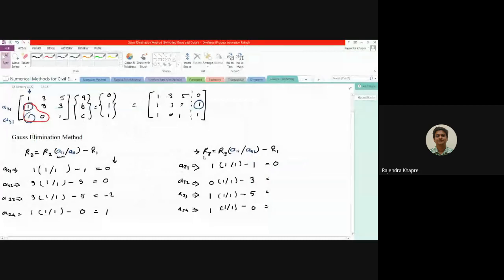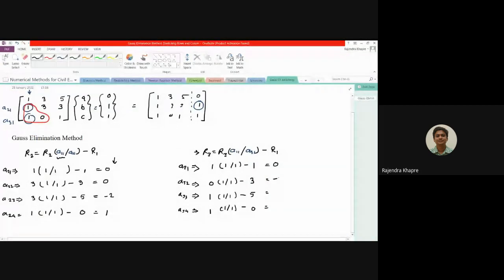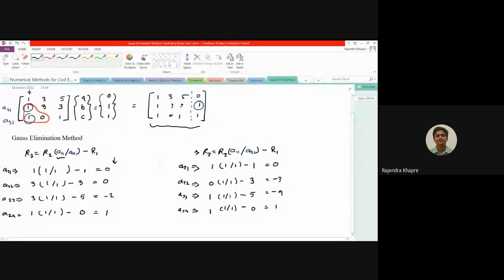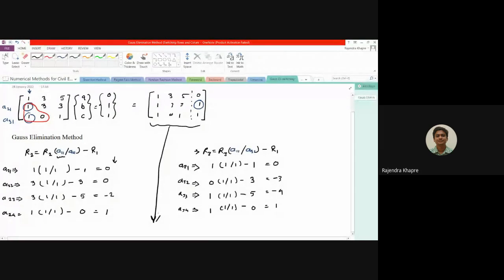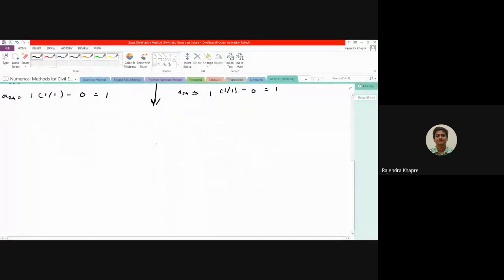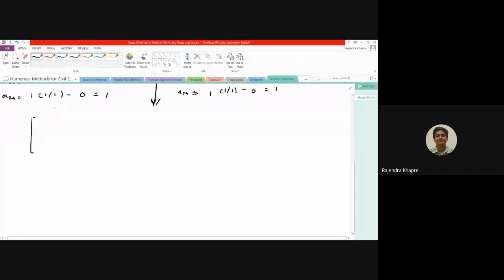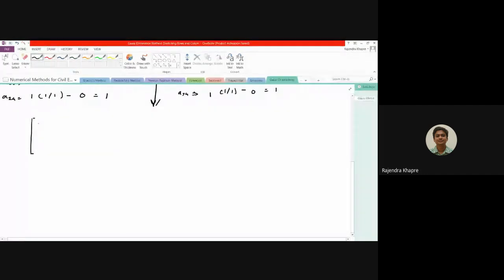-3, -4, and 1. Okay, so now the matrix which we have written in the augmented form is going to take a new shape. Let me write down that particular matrix. So your r1 is going to remain the same, so this will be something like 1, 3, 5.